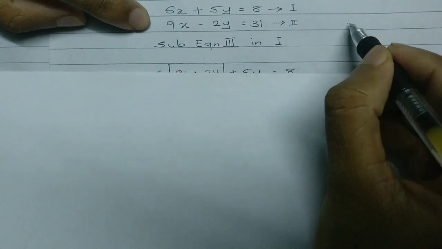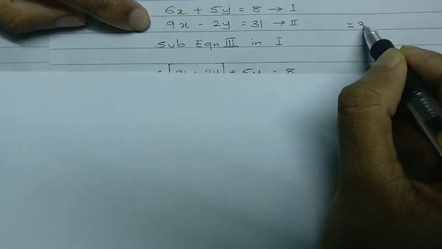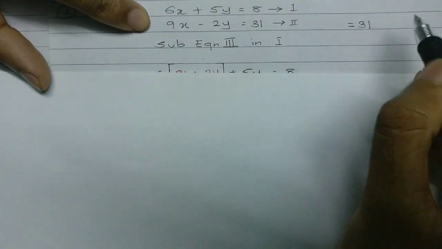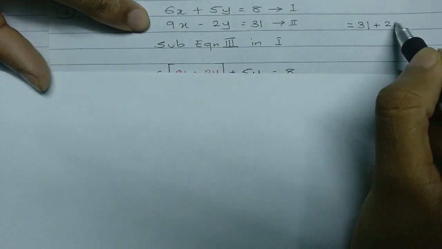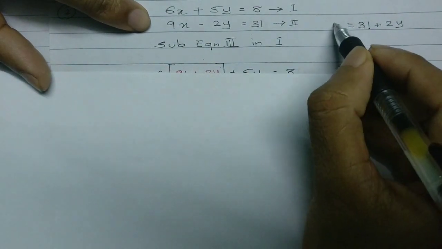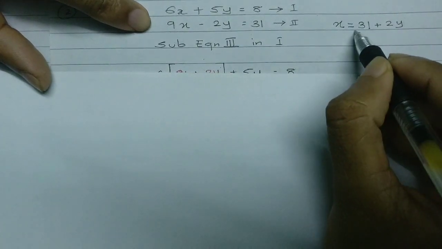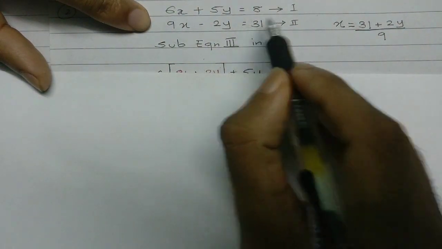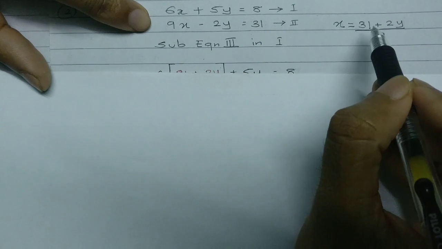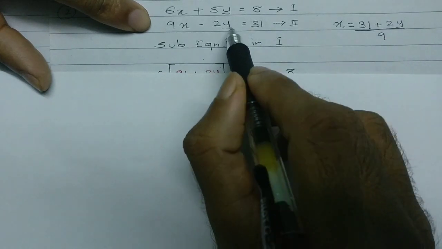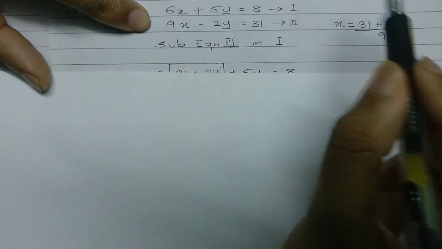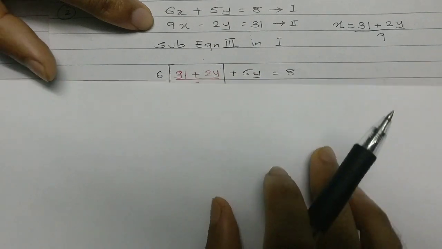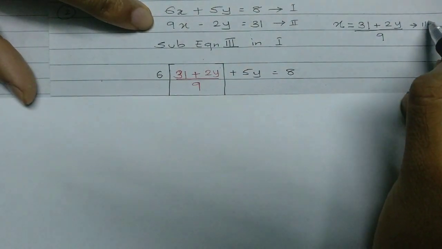Always start with the equal to sign. Equal to 31. This minus 2y goes on the other side, becomes plus 2y. X will remain as it is and 9 will go in the denominator. Always remember, start with the equal to sign. Whatever is on the right hand side, keep it as it is. Then take the term which is added or subtracted on the other side, and then finally we do the division part. And so this is my equation number 3.